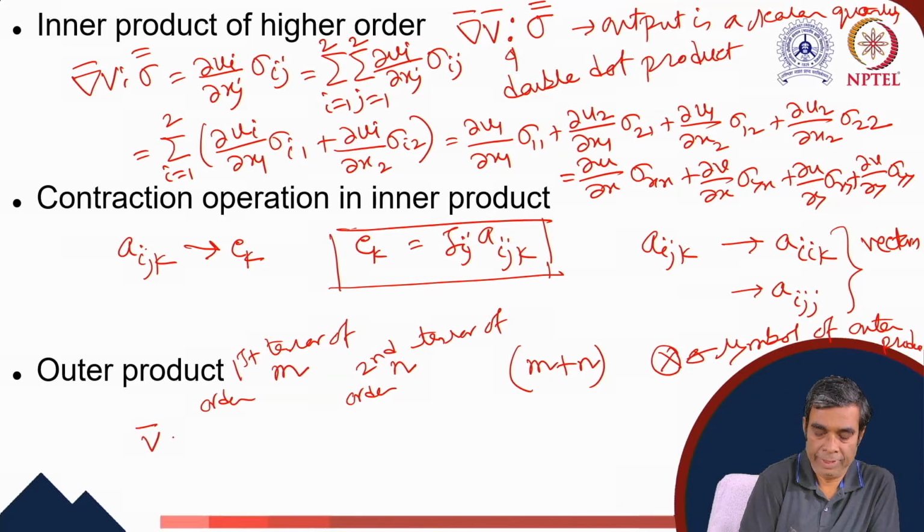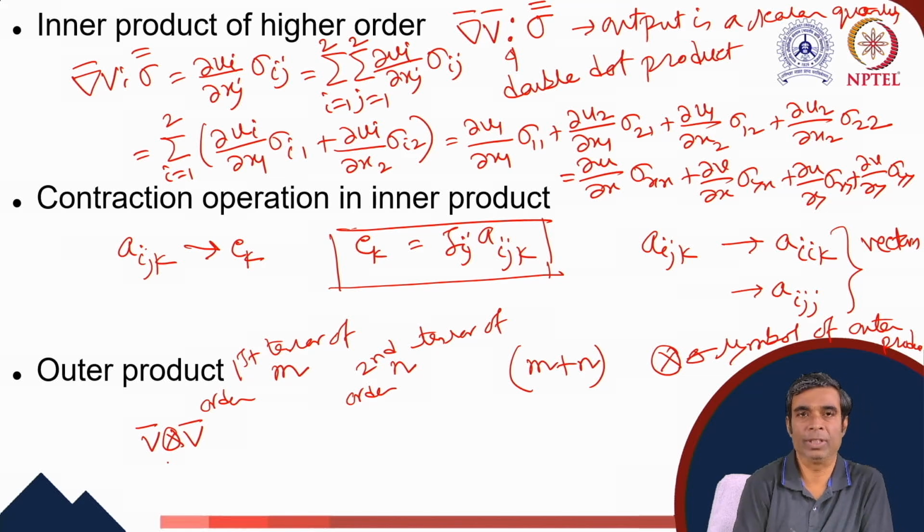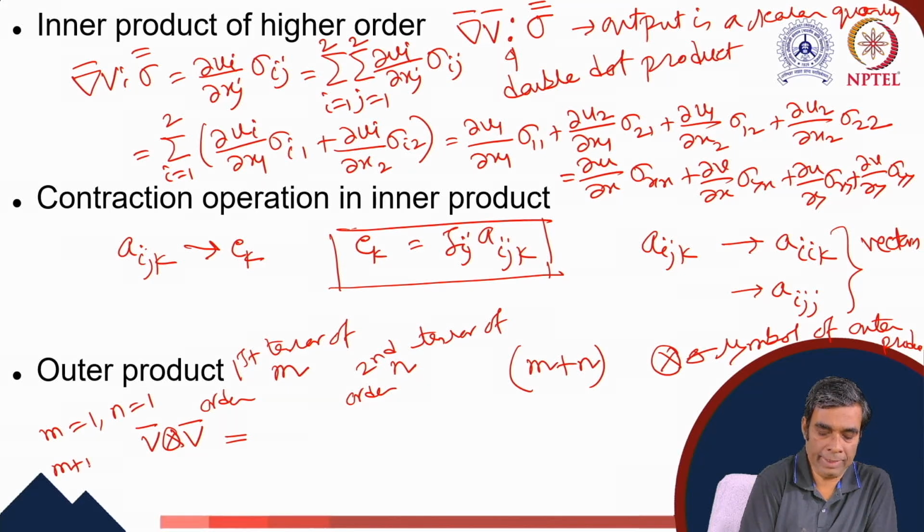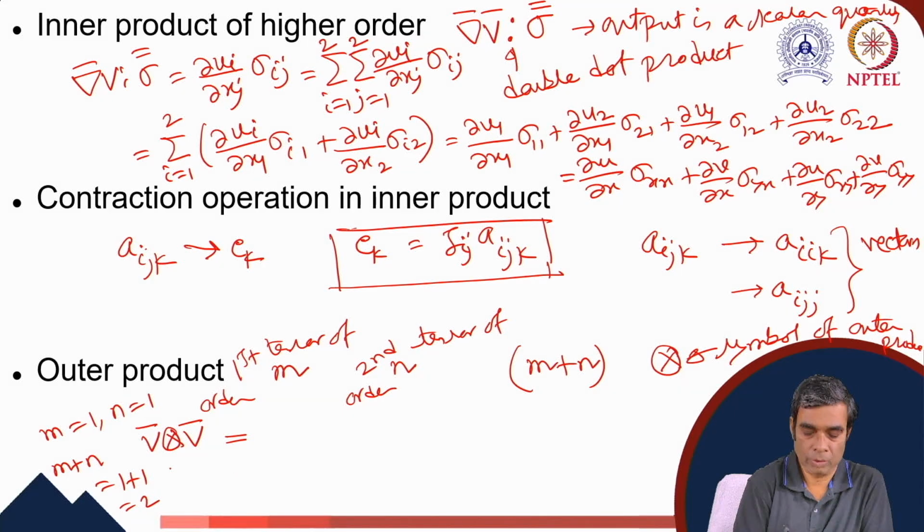So V outer product V, where V is a velocity vector. This is a first order tensor and it is taking the outer product with itself. It means that we are getting a quantity with m equals 1, n equals 1. So m plus n equals 1 plus 1 equals 2, a second order tensor. So this output quantity will be a second order tensor.